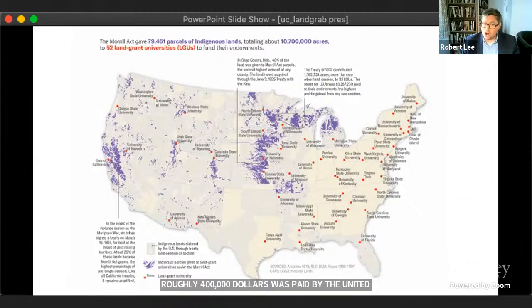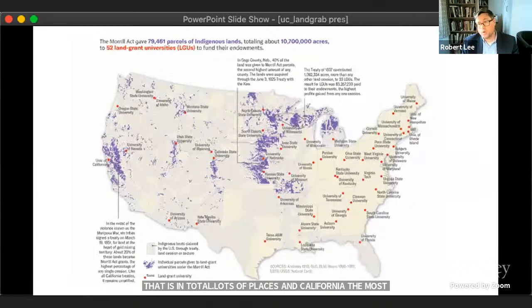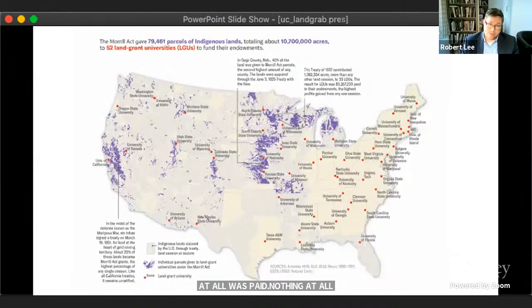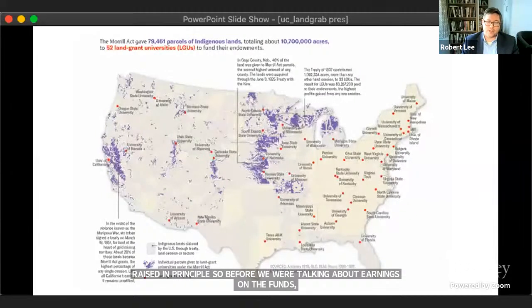That's in total. There are lots of places, and California is the most important one because it's true in its entirety, where nothing at all was paid. Nothing at all was paid originally for this land, and it raised in principle, before we're talking about any earnings on the funds, roughly $23 million by the early 20th century.